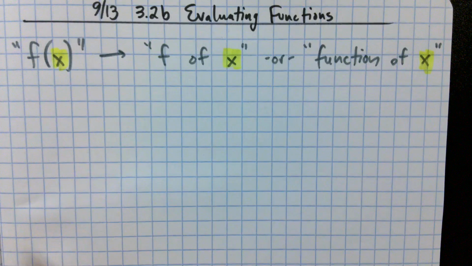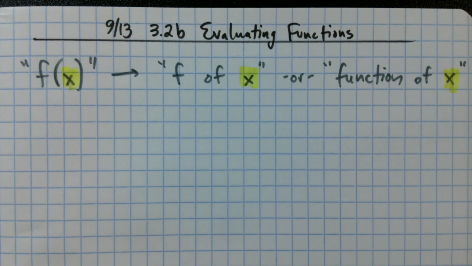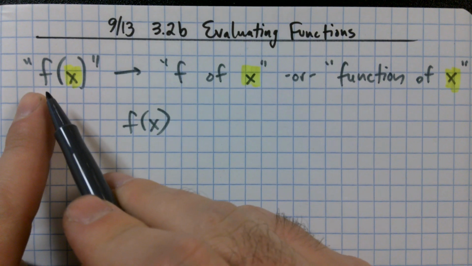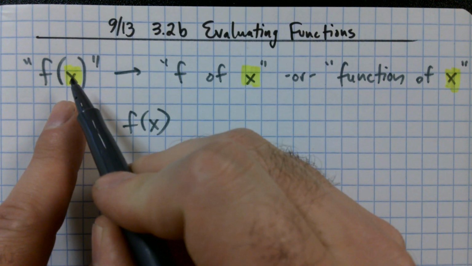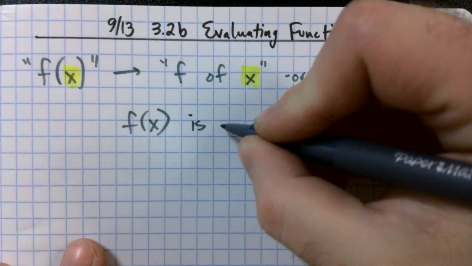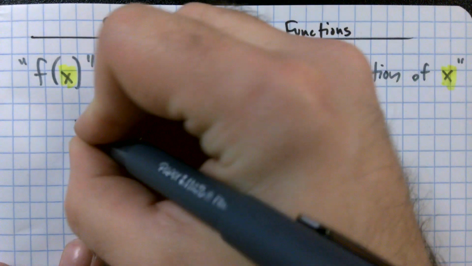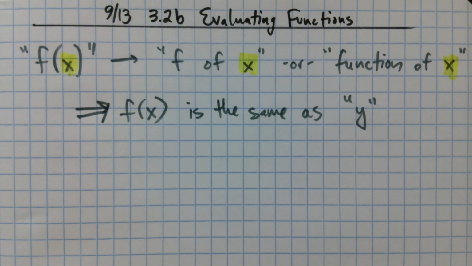It looks a little different, so it might be confusing, but it's exactly the same thing. f of x, that's how we say this. Everybody say f of x. f stands for function, and x is my input. So I'm going to put an x value into my function, work it out, and get an output, or a y value. f of x is the same as y. Even though it looks different, it's the same thing.